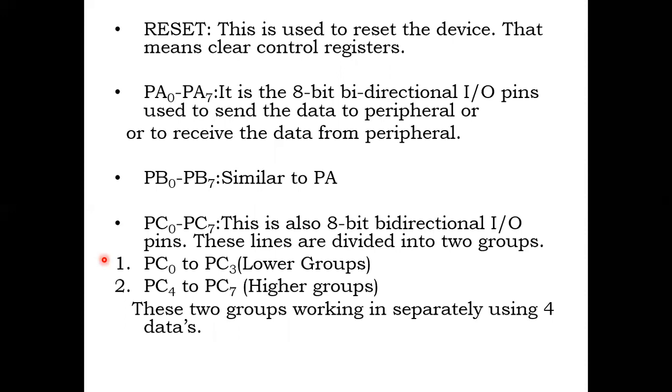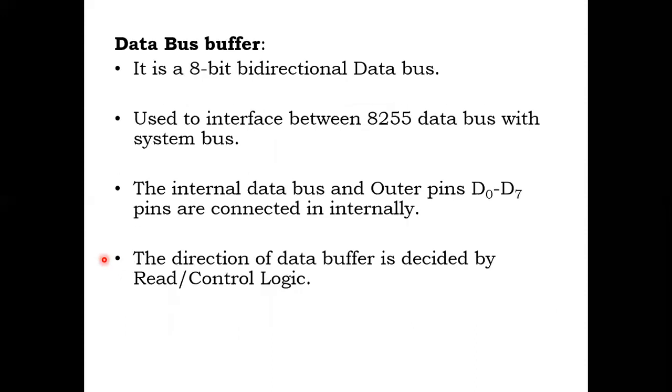PA0 to PA7 are 8-bit bidirectional input-output pins used to send data to a peripheral or receive data from a peripheral. PB0 to PB7 are similar to PA; that is port B. Port C is also 8-bit bidirectional input-output pins. These lines are divided into two groups: PC0 to PC3 as the lower group and PC4 to PC7 as the higher group. These groups work separately using 4 bits of data.